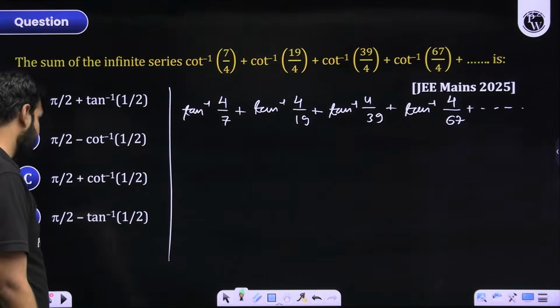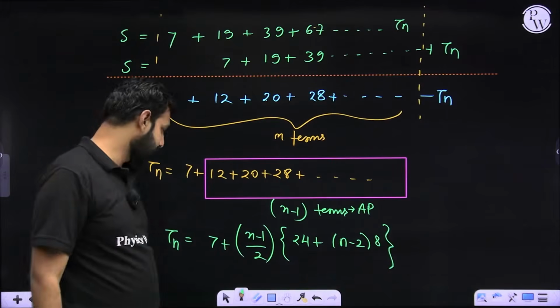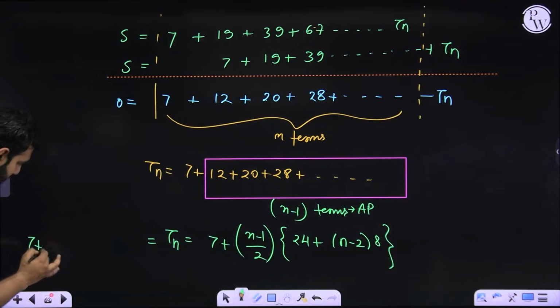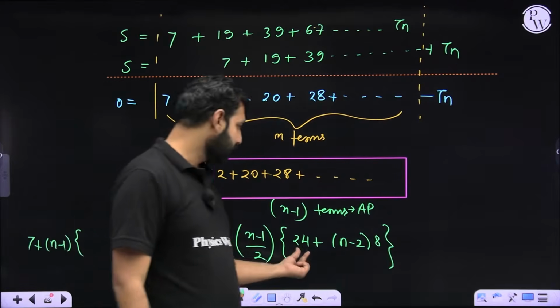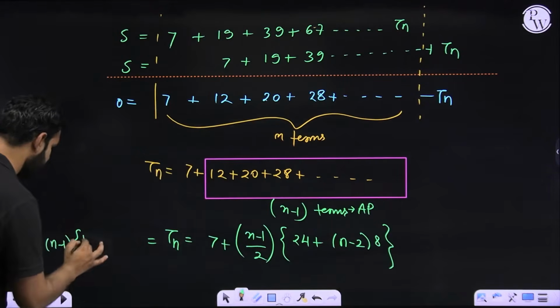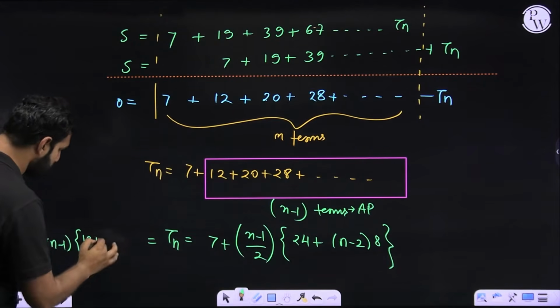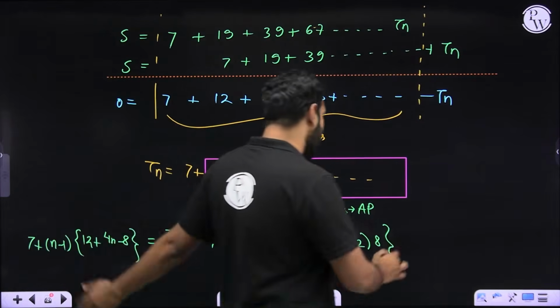So I am writing the nth term here as close as possible to my result. If I push this 2 inside, I'm writing it here. I hope you don't mind that. So 7 plus (n minus 1) times, what do I have here? 12 plus (n minus 2) whole times 4, right? So it is 12 plus 4 times (n minus 2). So 4 times (n minus 2) is 4n minus 8. I hope you are comfortable with that. I am writing that result.